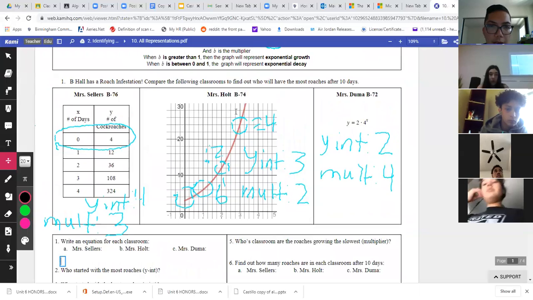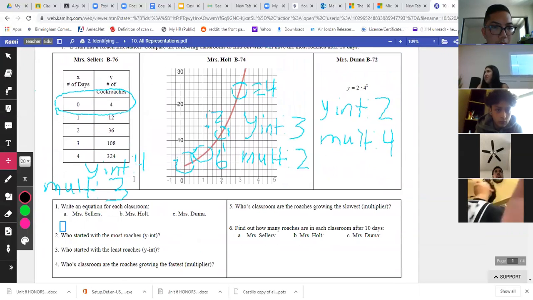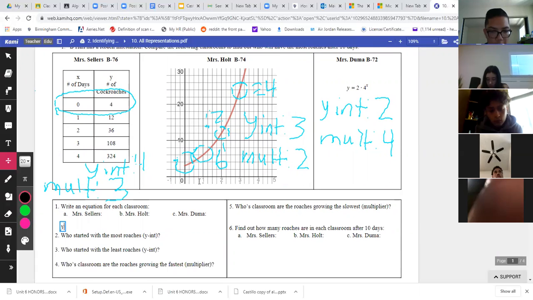Remember, going back to the top, you're going to use this form, y is equal to a times b to the x, where a is the y-intercept and b is the multiplier. So if Mrs. Sellers' y-intercept is 4 and her multiplier is 3, I'm going to write y is equal to 4 times 3 to the x.